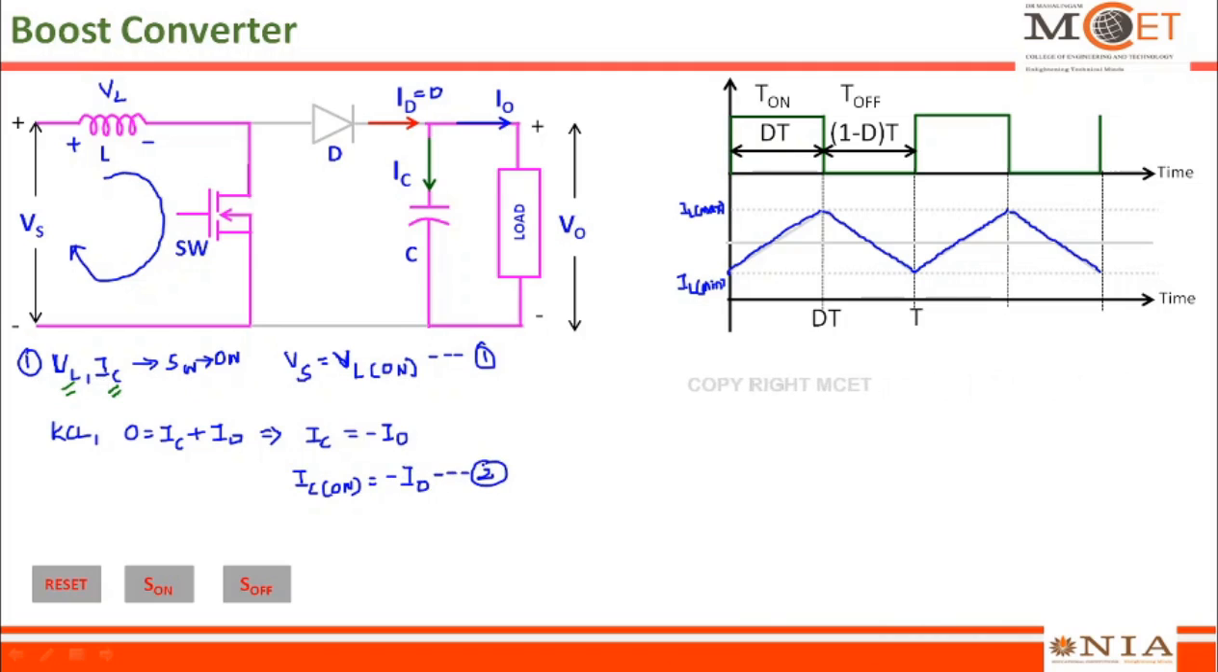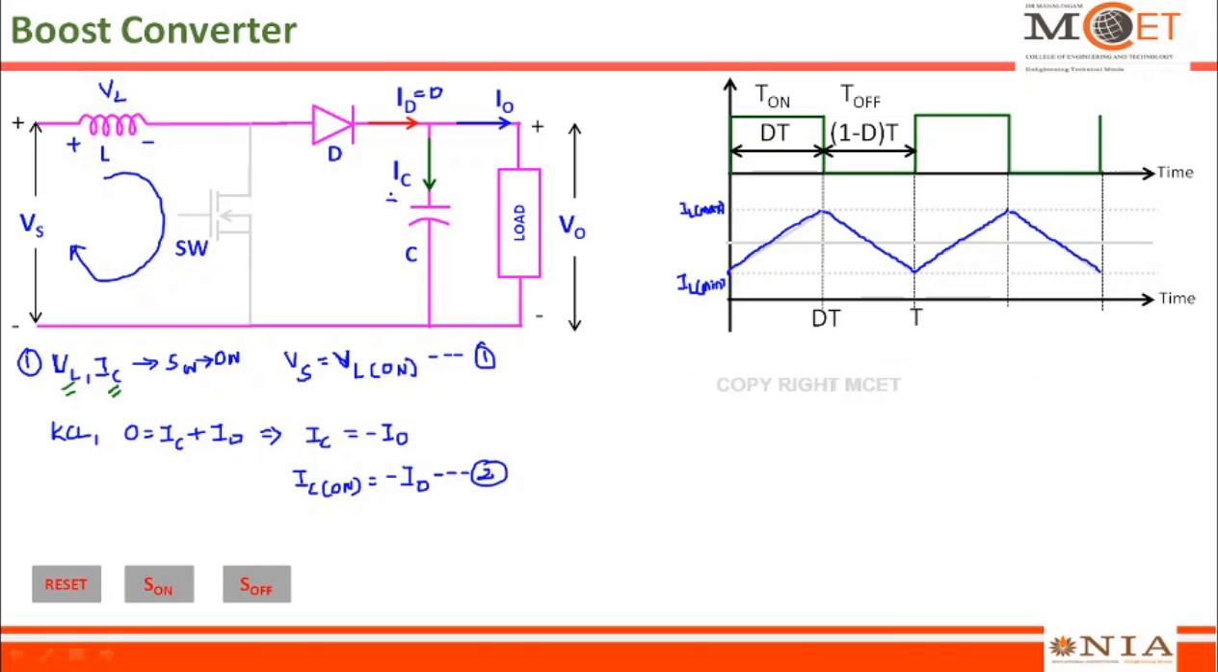So now we have 2 expressions. One is VL on is equal to Vs, that is, the voltage across the inductor when the switch is in on condition is equal to Vs, and the current through the capacitor when the switch is in on condition is equal to minus I0. Now we will calculate these two, VL and IC, again when the switch SW is in off condition. So what will happen if I put SW in off?